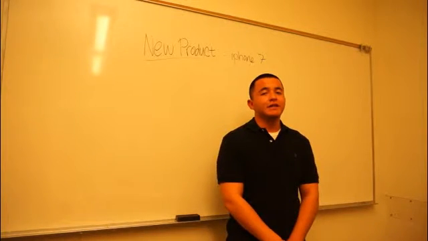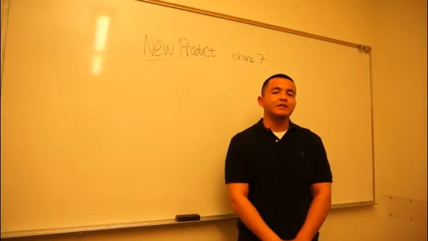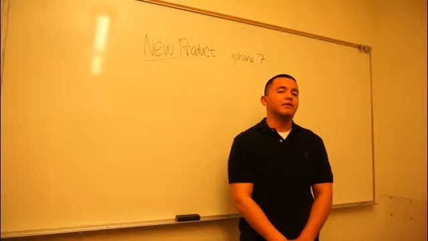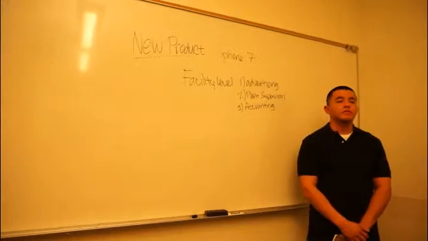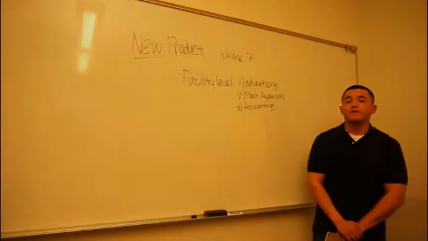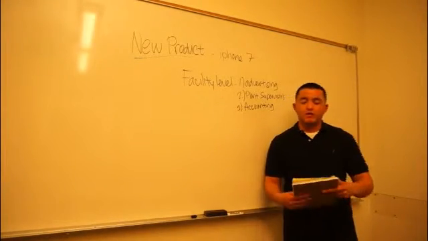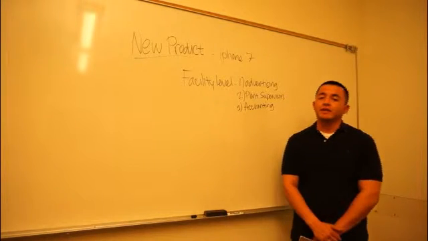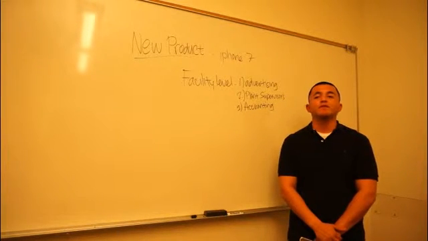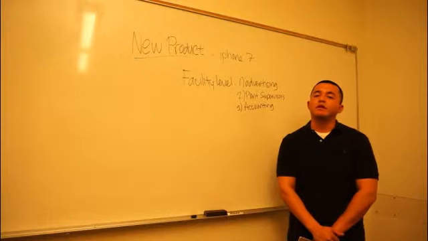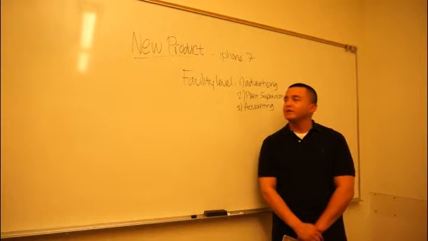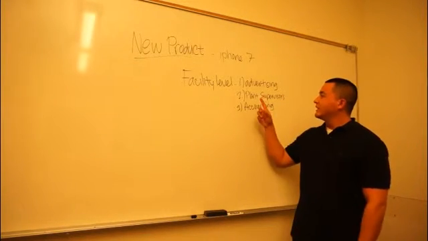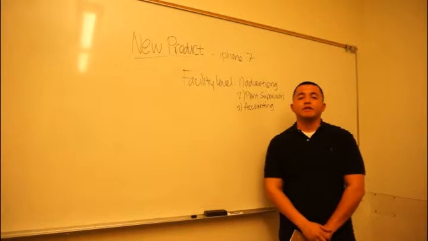Before we get into detail about the iPhone, I would like to discuss some of the costs that are involved with making the product. Okay, so there are four main levels of cost associated with making our new product, and I would like to start by talking about the first one, which is facility level cost. The three main costs involved in this level are advertising, plant supervisors, and accounting.